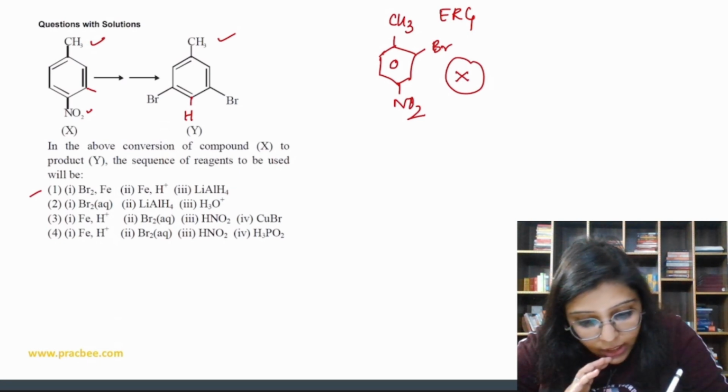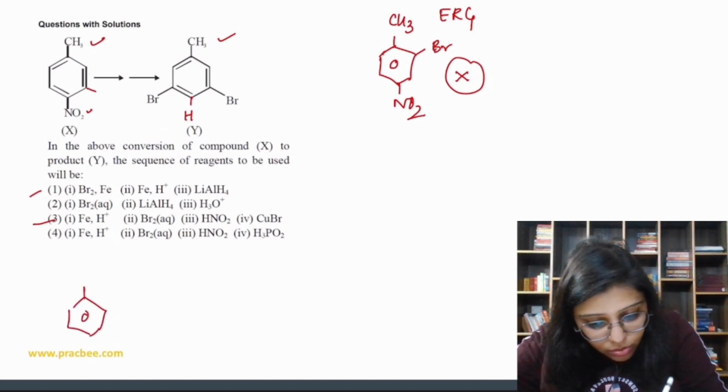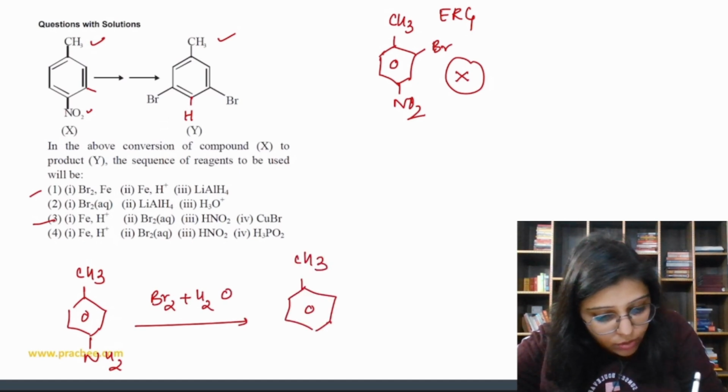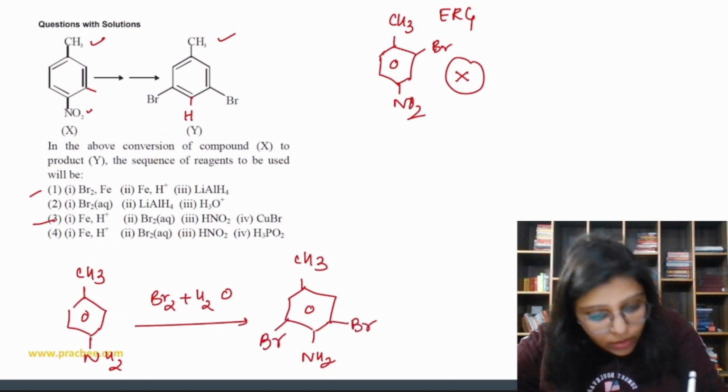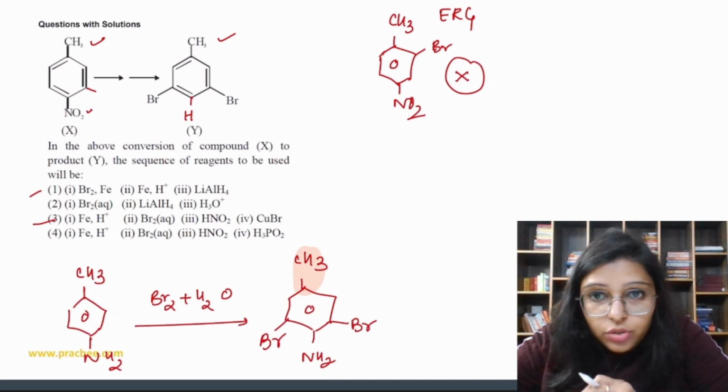Now let's look at the second one. The second one does nothing. Third one: Fe/H+. So CH3 NO2 is converted to NH2. Fine. Then we have Br2 water. So on ortho position and para position we get Br, right? The para position is not free, so we get Br at the 2 ortho positions.